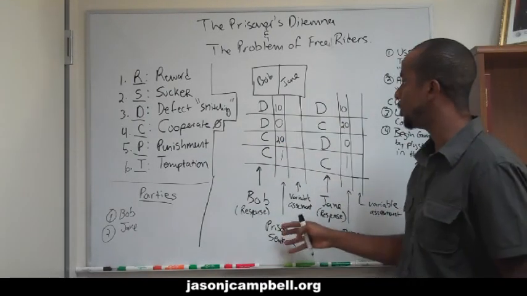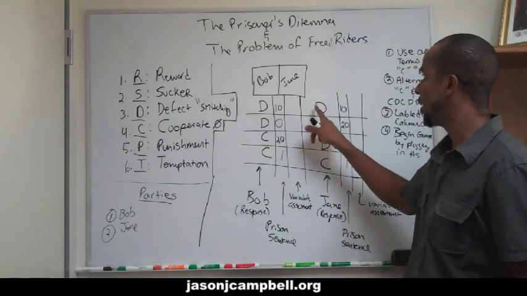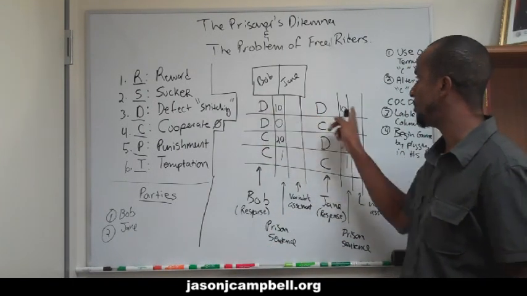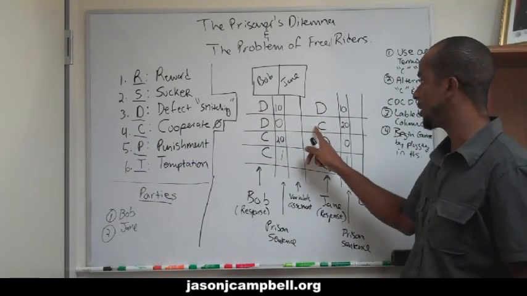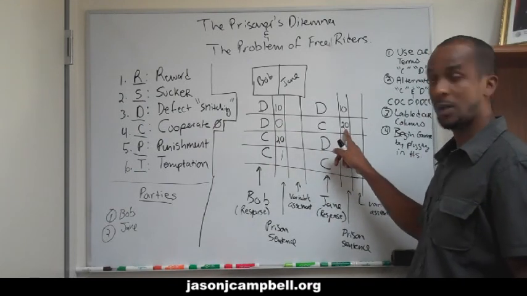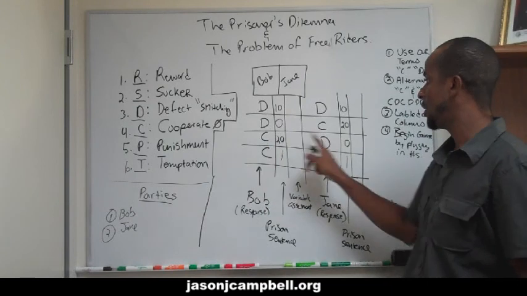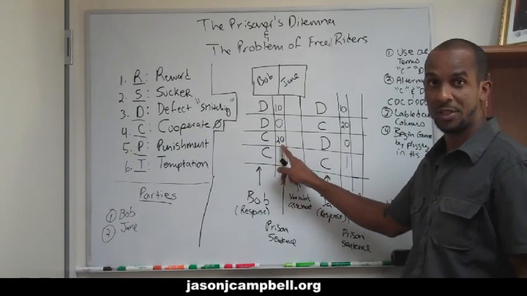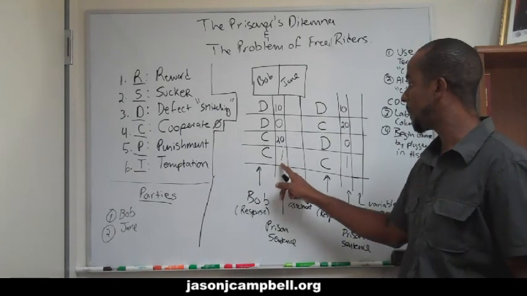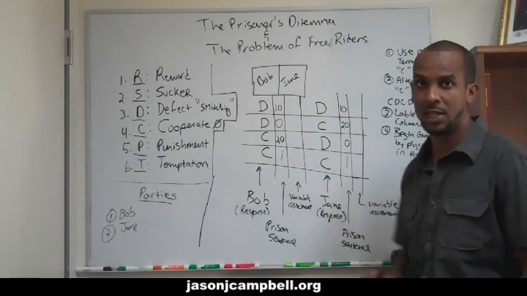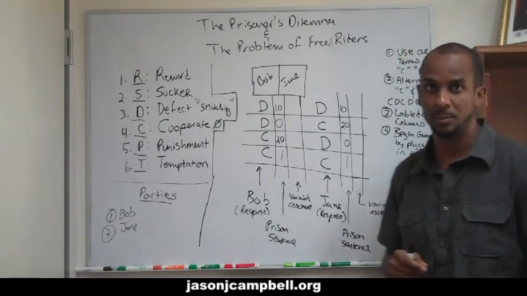Now we've filled out all the numerical values for the game, right? Bob snitches on Jane, Jane snitches on Bob, they both get 10 years. Bob snitches on Jane, Jane doesn't say anything, Bob goes free, Jane gets 20 years. Bob says nothing, Jane snitches on Bob, Jane gets nothing, Bob gets 20 years. They both cooperate, neither of them snitches on the other. Bob gets 1 year, Jane gets 1 year. So this is the construction of the prisoner's dilemma.